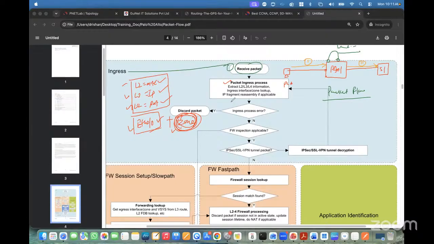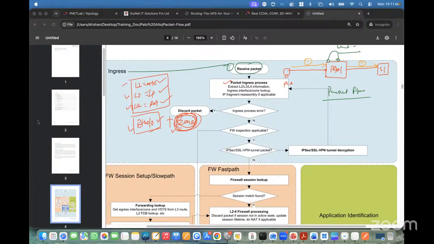Sir, in the MAC address, will both the sender MAC address and the receiver MAC address be checked by the Palo Alto firewall, as well as in L3, the IP, both sender and receiver?